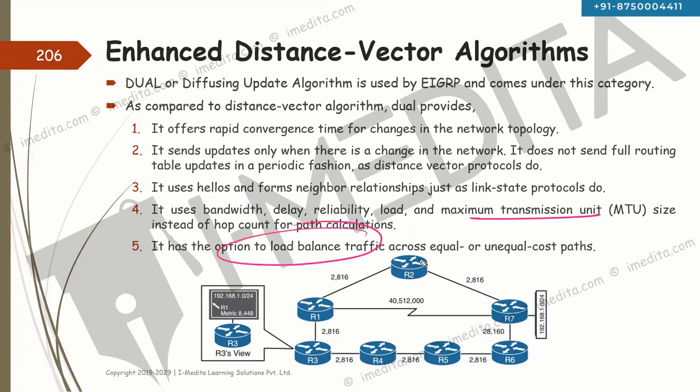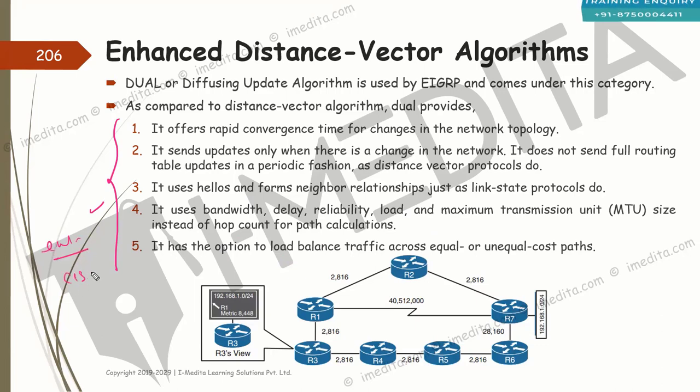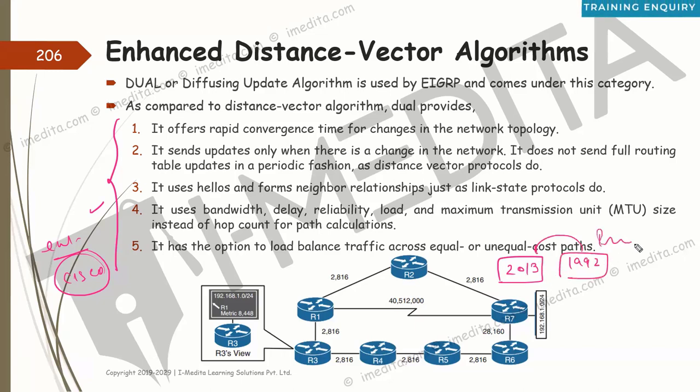It can perform equal cost and unequal cost load balancing as well. It has the successor and feasible successor concept, like best path and backup path. It has a lot of advantages as compared to the distance vector protocols. And that is why it became a very popular choice of routing protocol in an enterprise network if you have Cisco devices. And everything went well up to 2013. From 1992 to 2013, this protocol remained a proprietary protocol of Cisco.